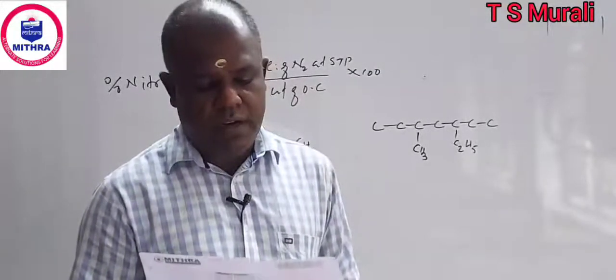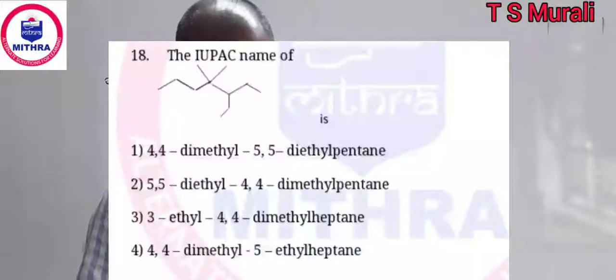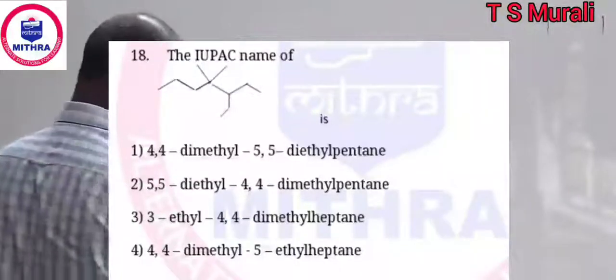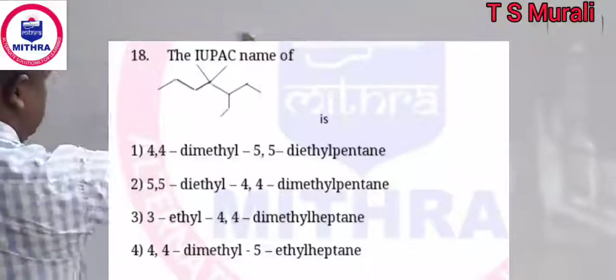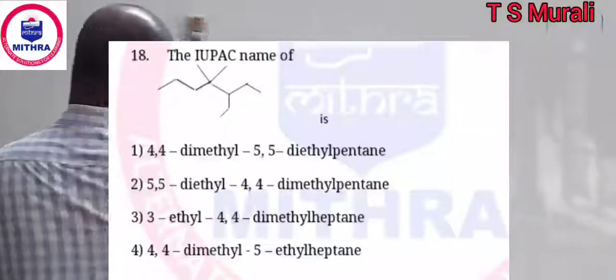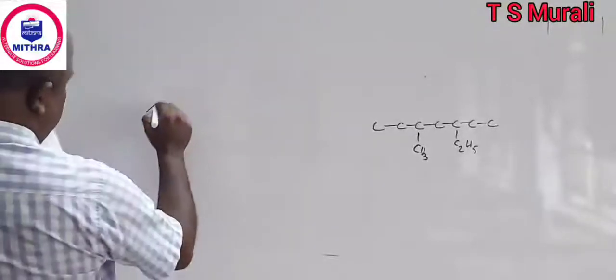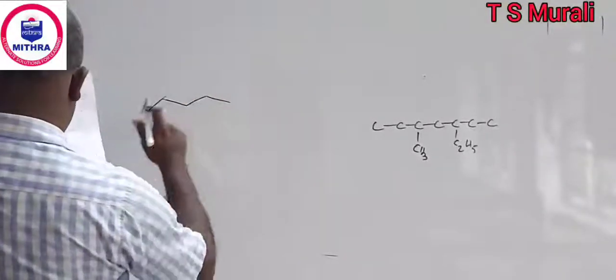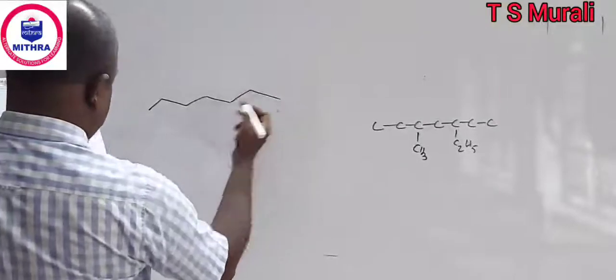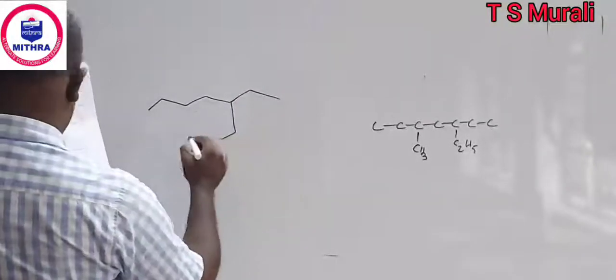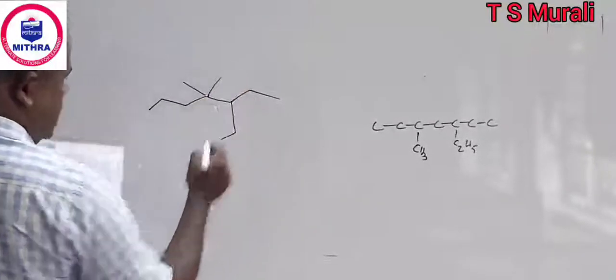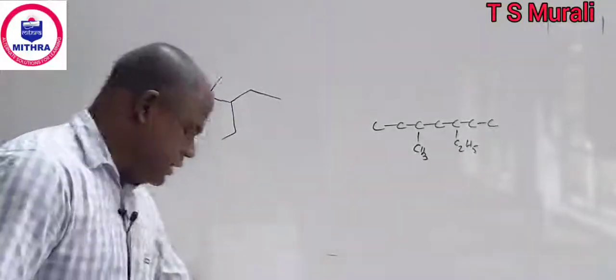Then question number 18, another IUPAC name. It's a compound given as a branched structure. I will draw. Listen. The branch. This is the molecule given and tell me the IUPAC name.